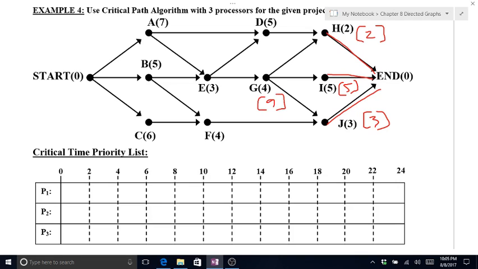H is the only one that goes into D, so D has a critical time of 7. J is the only one that goes to F, so that gives F a critical time of 7. Okay, D and G go into E. My biggest one, though, is from G to E, so that gives E a critical time of 12. D is the only one that goes to, oh no, I lied. D and E go into A. My biggest one is E into A, so that gives A a critical time of 19.